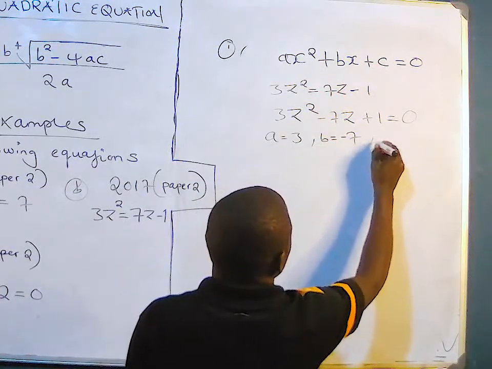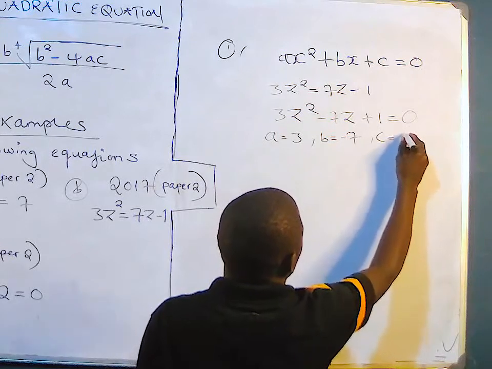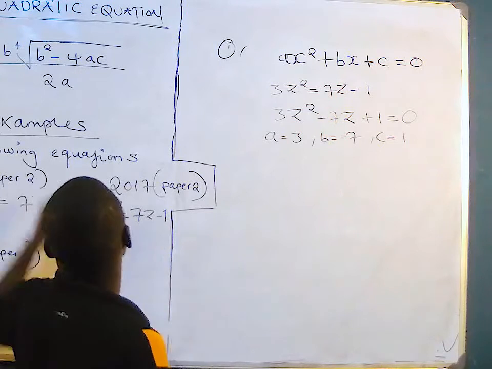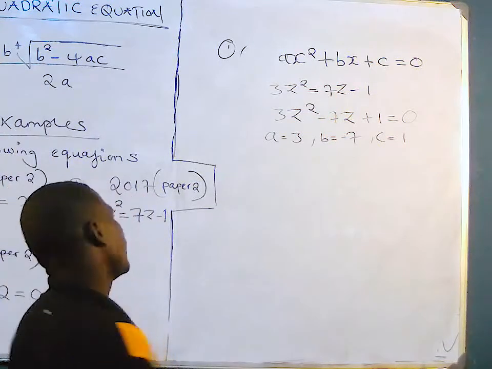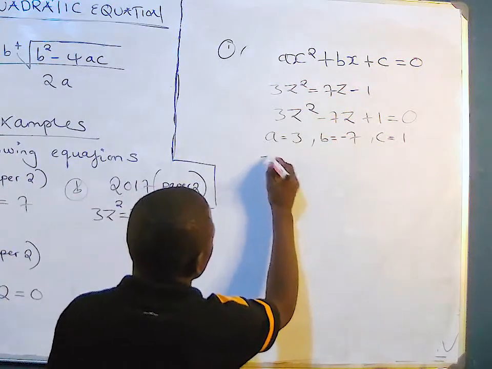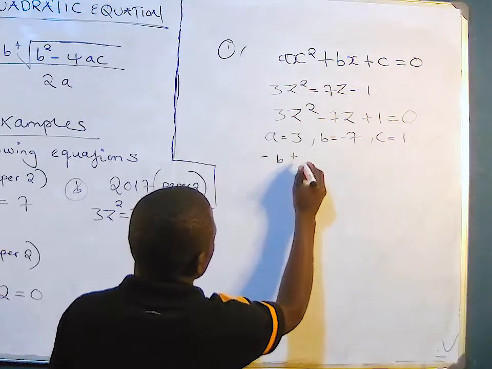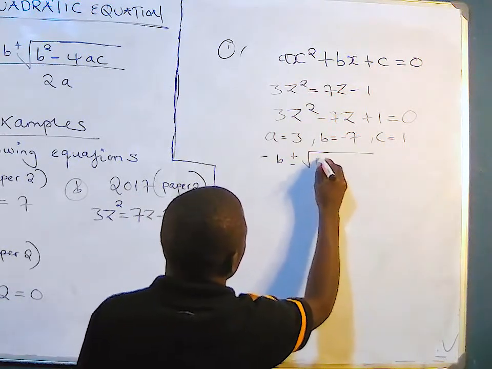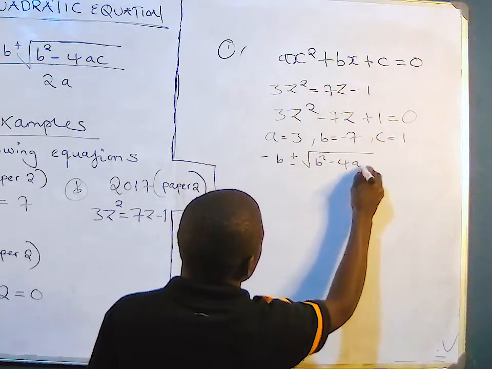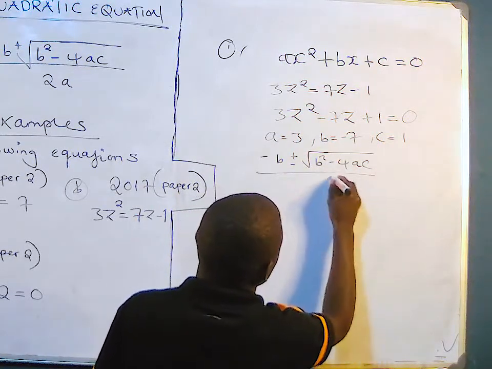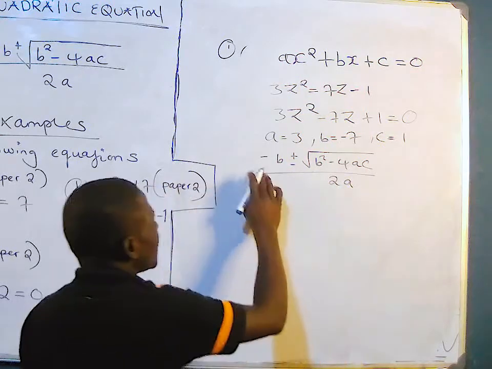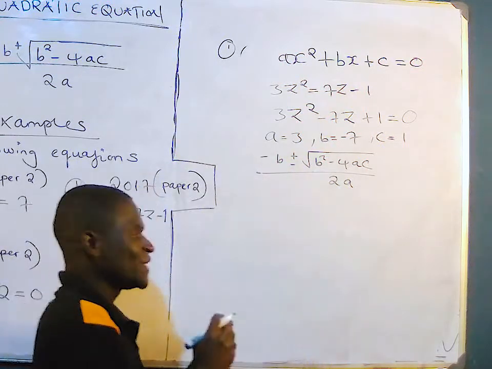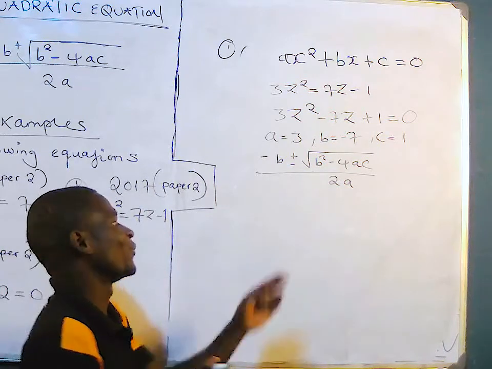So our c now will be equal to 1. Now here we can introduce that quadratic formula. We are saying x equals negative b, positive or negative the root of b squared minus 4ac, over 2a. So negative b, be careful. Now that's where people get it wrong. I've seen one of the best students at our school get it wrong.